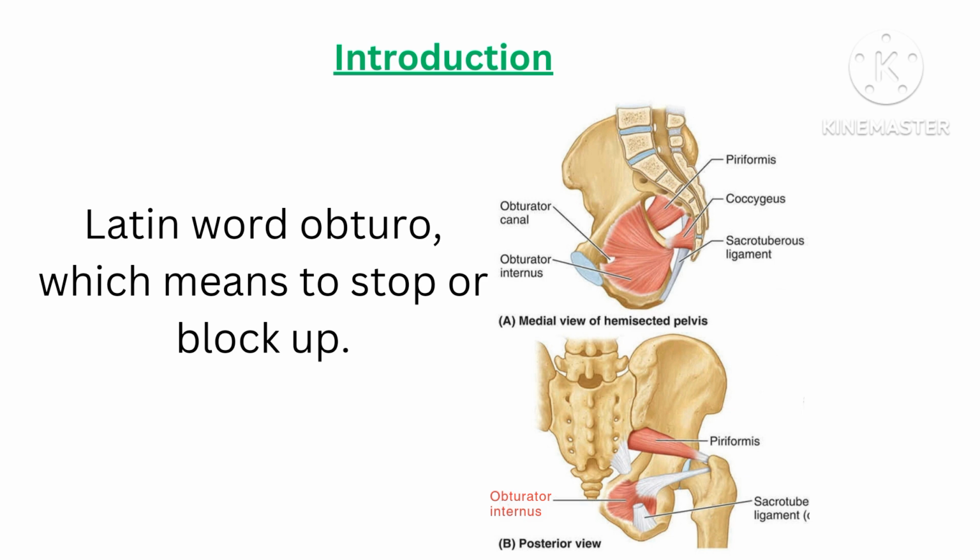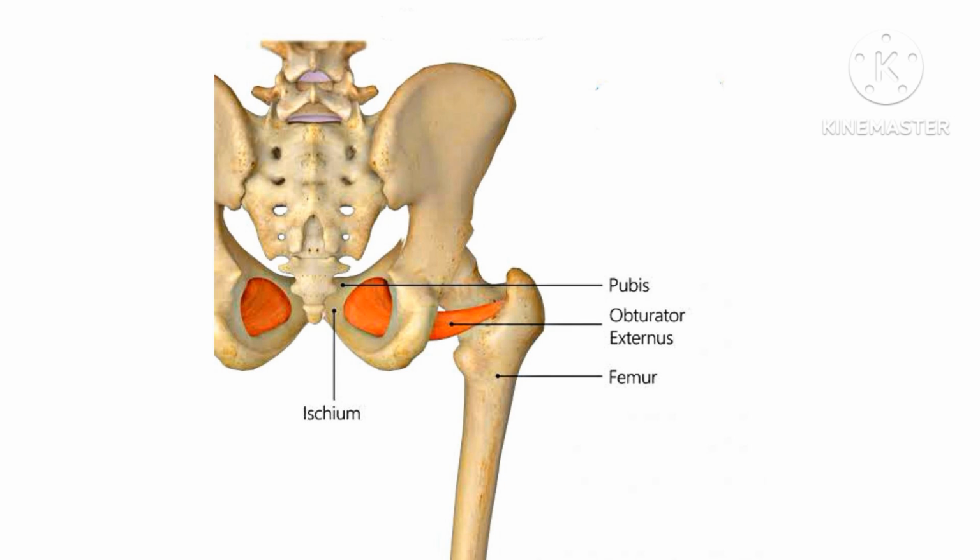The word obturator comes from the Latin word obturo, which means to stop or block up. This adequately illustrates the location of the obturator muscles since they cover the opening of the obturator foramen. Both the obturator externus and obturator internus are bilateral triangular-shaped muscles. Generally, they originate from the obturator membrane and pelvic bone and attach to the greater trochanter of the femur.